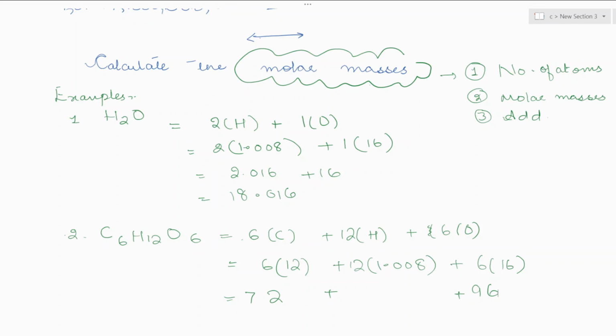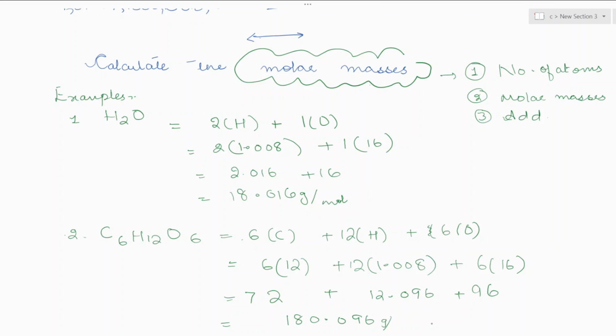Have you calculated? Okay, so you did it all together. Okay, 12.096. Okay, so the final answer is 180.096. Okay. So the unit that we use for molar masses is gram per mole.